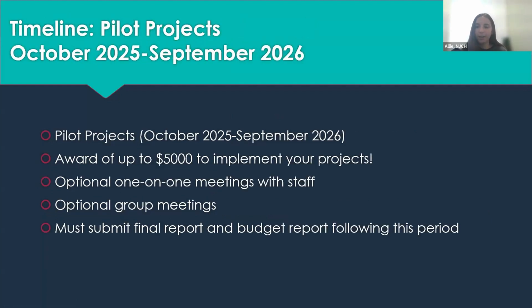And then part 3. This is an optional part of the program, but many organizations do go on to pilot the projects that they've created, should they decide to do so, and they'll be awarded up to $5,000 to do this in the 12 months following approval, from October 2025 to September 2026. There will still be opportunities to meet up with one another, with the staff and with the cohort during this period. And it will conclude with each organization submitting their final reports and budget reports documenting what they did with their project and how they spent their funds.